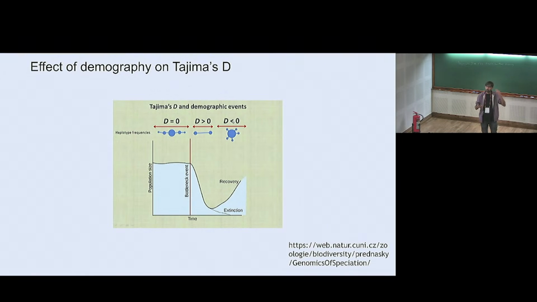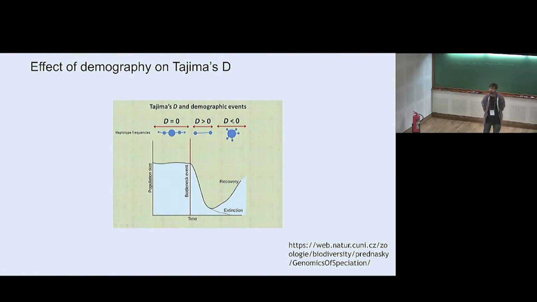And so if you want to publish a paper using this now, you have to do some demographic simulations and ask whether the negative Tajima's D that you see is indeed because of selection, and not because of demography. Right? So you have to control for demography when you are using Tajima's D.